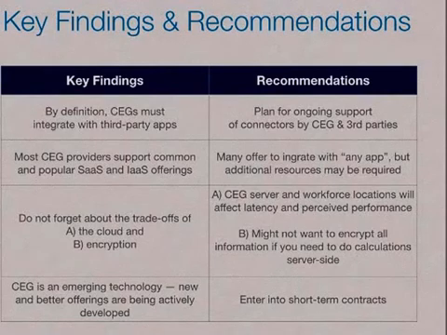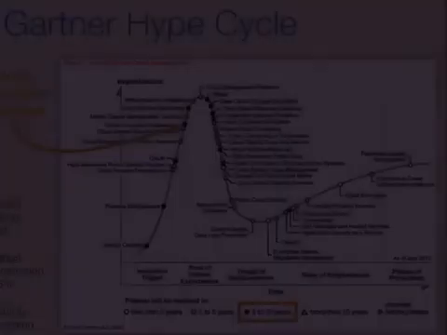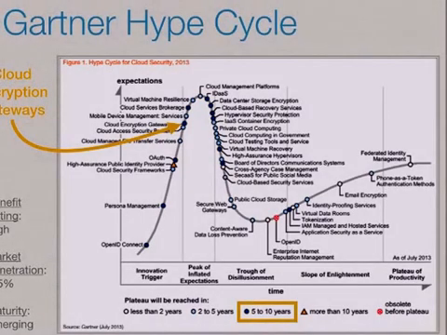Additionally, and this is one Gartner was very prudent to point out, Cloud Encryption Gateways are an emerging technology. There are better offerings being developed and coming out as we speak. To address this, Gartner really suggests that enterprises enter into short-term contracts and/or take advantage of free trials by Cloud Encryption Gateway vendors. This slide shows the position of Cloud Encryption Gateways within the context of the famed Gartner hype cycle for cloud security, last updated in July 2013.